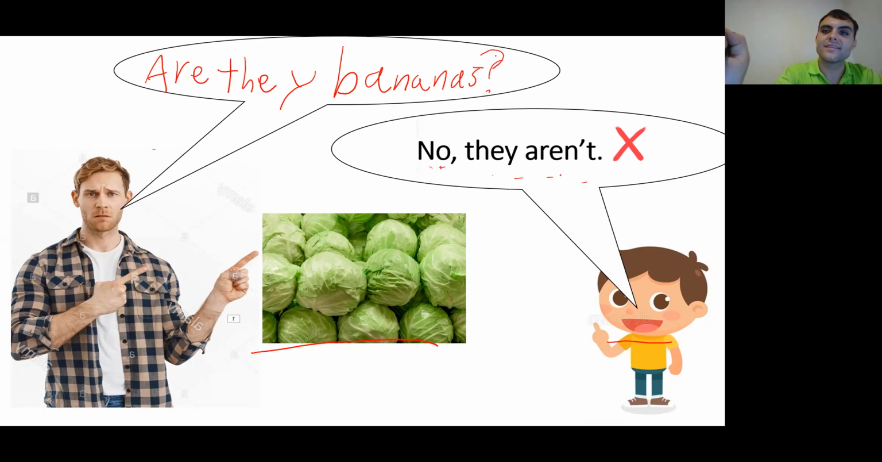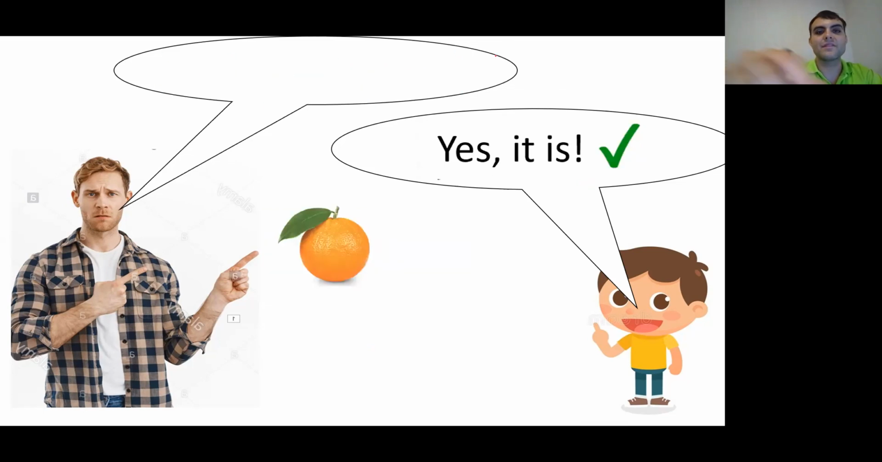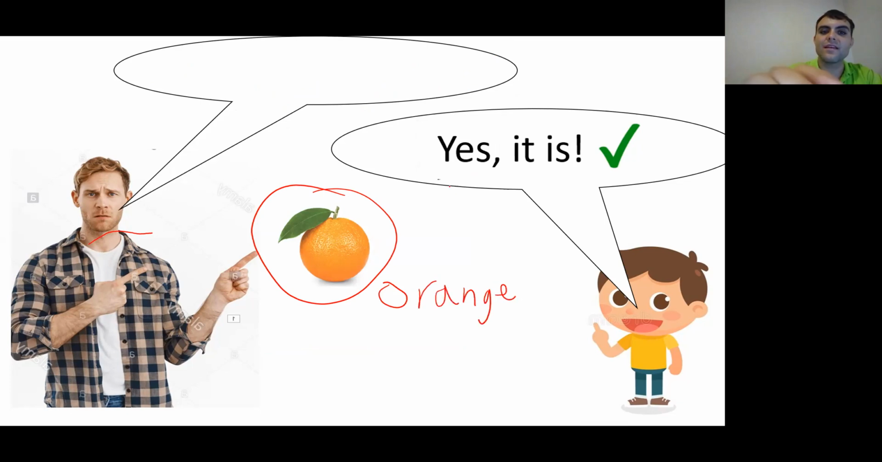Okay. All right, good. How about this one? What question is he going to have to ask? So if the answer is yes, it is, what's this? Right, it's an orange. So what must he be asking then if the answer is yes, it is? Anyone know? Say the full question. Right. It's going to say, is it an orange?